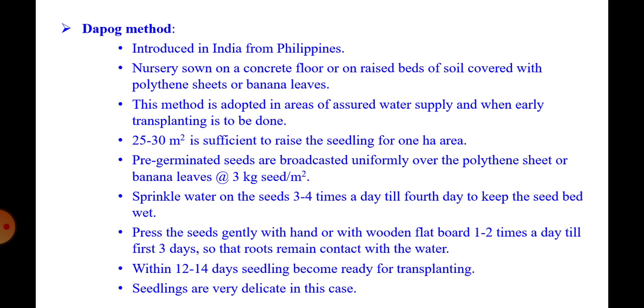Seedlings are very delicate in this case. The nursery is cut into strips and rolled like a mat with roots outward. Loosen the interlocked roots carefully before transplanting, and transplant 3 to 4 seedlings per hill in the dapog method.